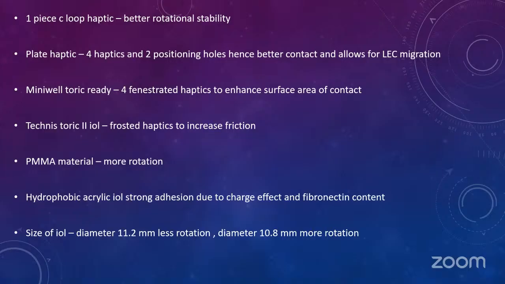Also, the size of the IOL is important. A diameter of 11.2 mm will cause less rotation. But if it is a small diameter IOL, 10.8 mm, then there are more chances of rotation because there will be excess space in the capsular bag for the IOL to rotate.